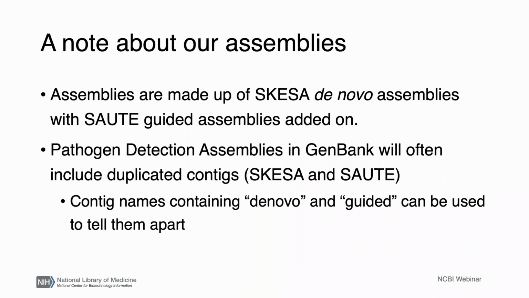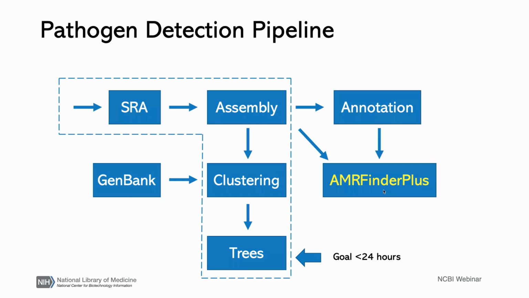So what this means is that our assemblies are made up of the Schiza de novo assemblies with the Sauté guided assemblies added on. And so that means that our assemblies in GenBank will often include duplicated contigs. You can tell that the contigs are usually duplicated where there's an AMR gene that was assembled by the Sauté guided assembler. And you can tell those contigs apart because the ones assembled by Schiza will have de novo in the name, and the ones assembled by Sauté will have guided in the name. And we'll see an example of that in a little bit.